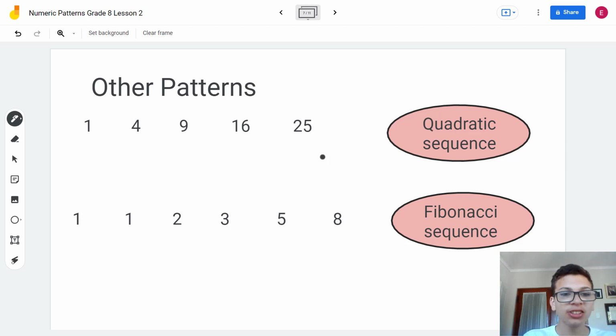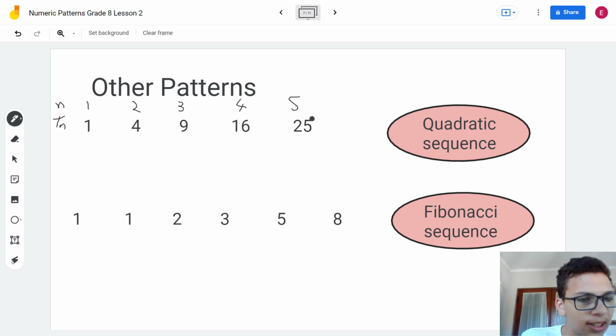Okay, so let's consider this pattern here: 1, 4, 9, 16, and 25. So now you think, well, we need to do something with 1. If this is our n, and that's our tn, our input and our output. So if n equals 1, the output tn, the first term, is 1. If n equals 2, the second term is 4. N equals 3, the third term is 9. N equals 4, the fourth term is 16. And if n equals 5, the fifth term is 25.